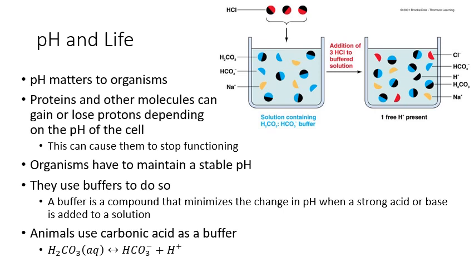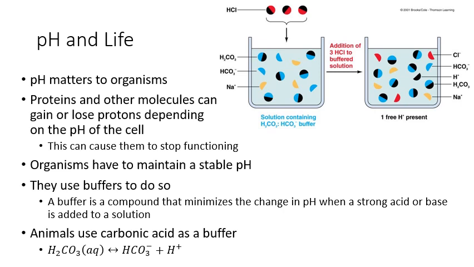Which one it does, if it does either, is going to depend on the pH of the cell that it's in. So it's really important that the cell have the right pH that the protein is designed to function at, so that it doesn't pick up or lose protons that it wasn't supposed to. It needs to have the right amount of protons in order to function properly. So if the pH changes and the protein either gains or loses protons, it might stop functioning. For that reason, organisms have to be sure that they're maintaining the right pH.